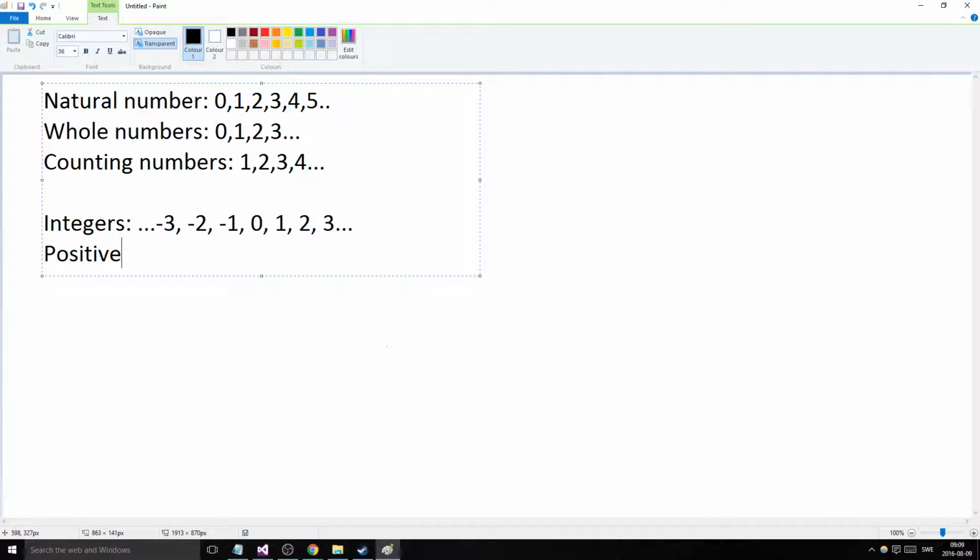Positive integers. And you guessed it. It's the one. Well, you kind of probably guessed it. 1, 2, 3, 4. They don't include the 0. So you have that there.